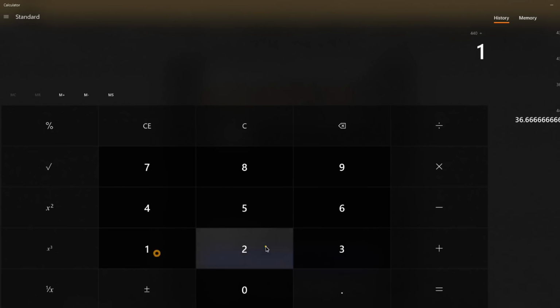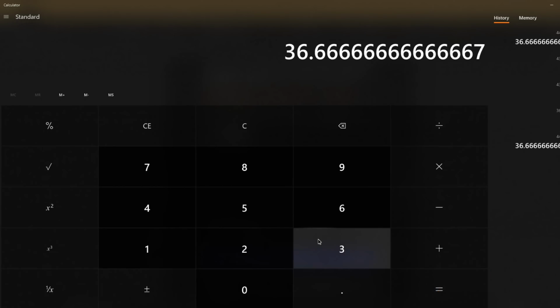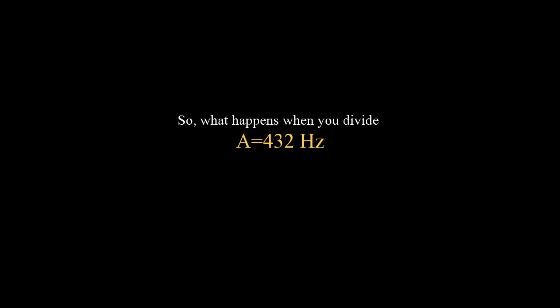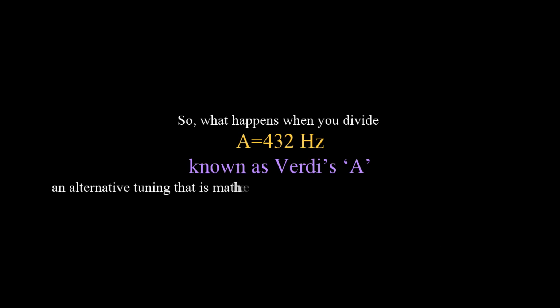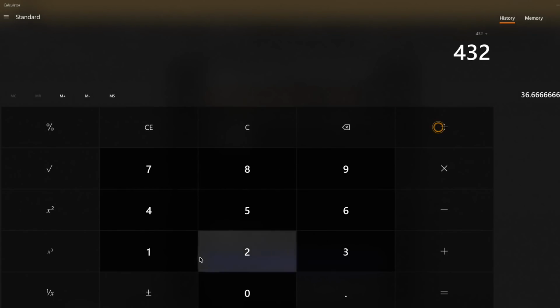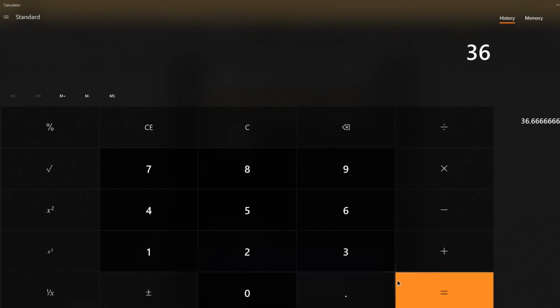What happens when you divide today's music standard of A 440 Hz by 12? 440 Hz divided by 12 equals 36.66666666666667. So what happens when you divide A 432 Hz, known as Verdi's A, an alternative tuning that is mathematically consistent with the universe, by 12? 432 Hz divided by 12 equals just 36.